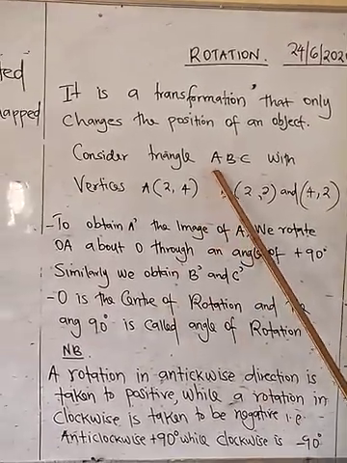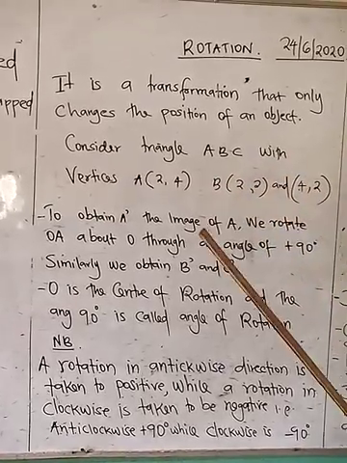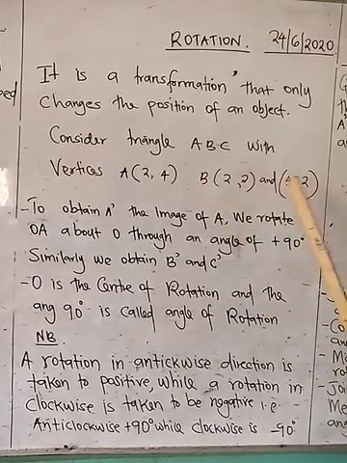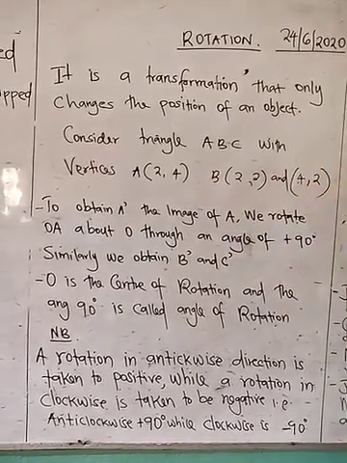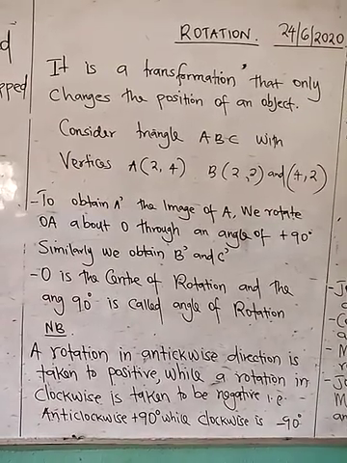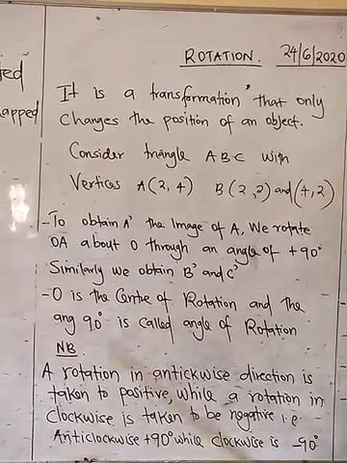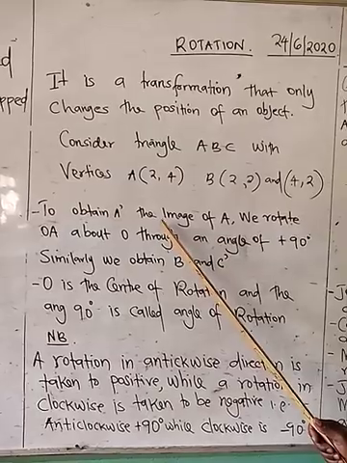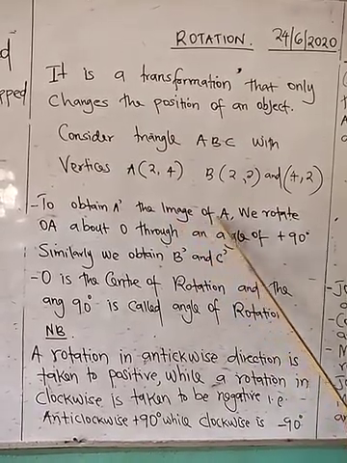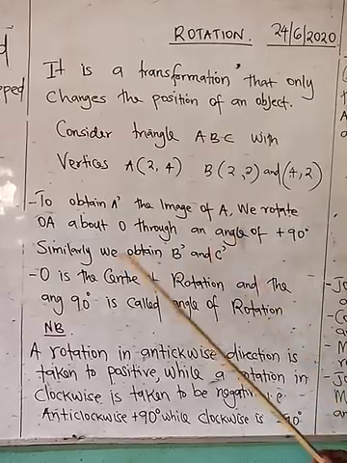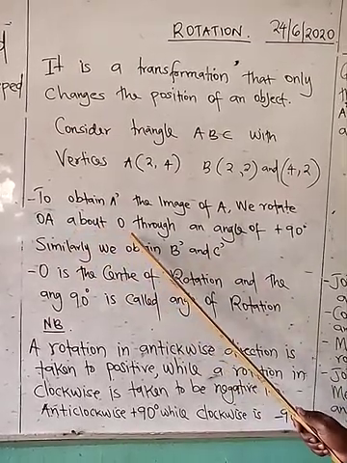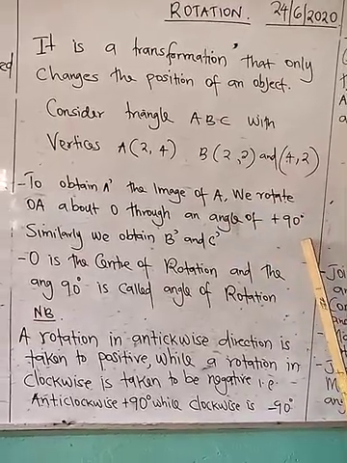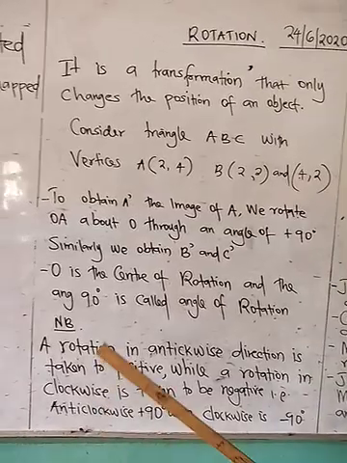Consider a triangle ABC with vertices A as (2, 4), B as (2, 2), and C as (4, 2). Now, to obtain A prime, which is the image of A, we rotate OA about O through an angle of 90 degrees. And we can look at that in our graph.